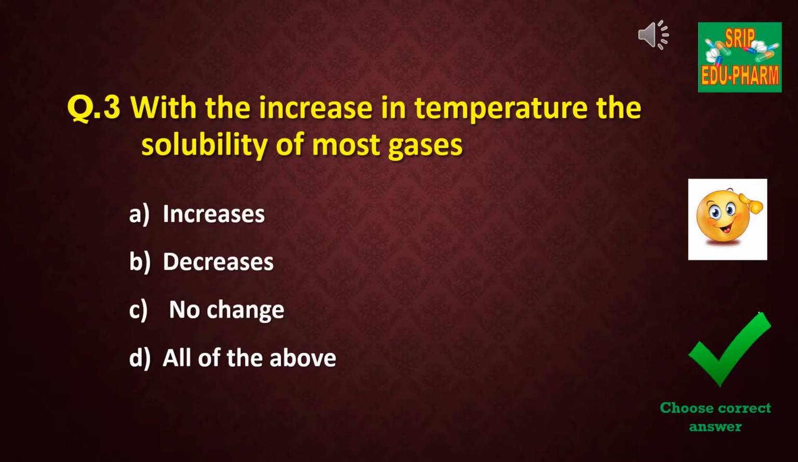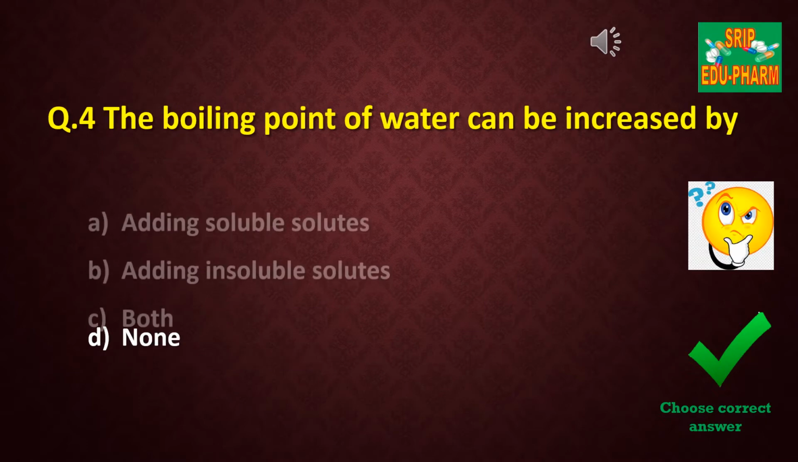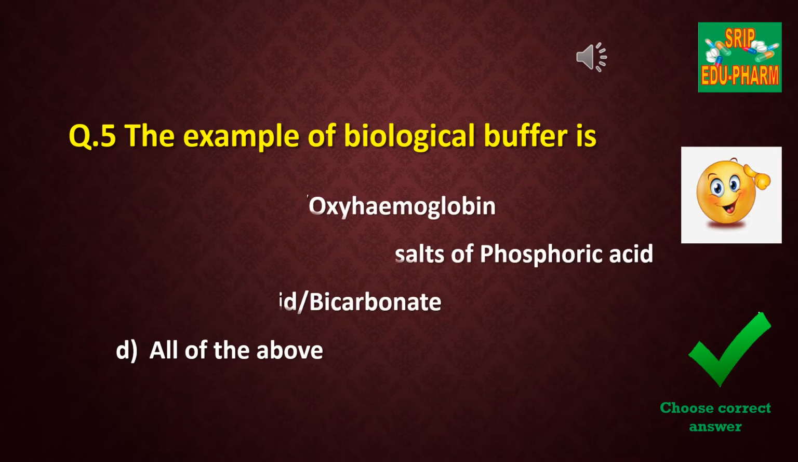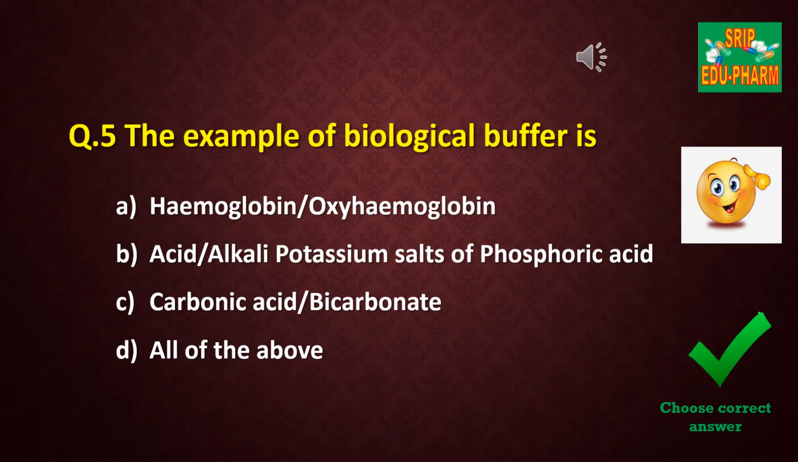Question number 3: with the increase in temperature, the solubility of most gases A, increases; B, decreases; C, no change; D, all of the above. Question number 4: the boiling point of water can be increased by adding soluble solutes, adding insoluble solutes, both, or none. Question number 5: the example of biological buffer is hemoglobin, oxyhemoglobin, acid, alkali, potassium salts, or phosphoric acid, carbonic acid, bicarbonate, or all of the above.